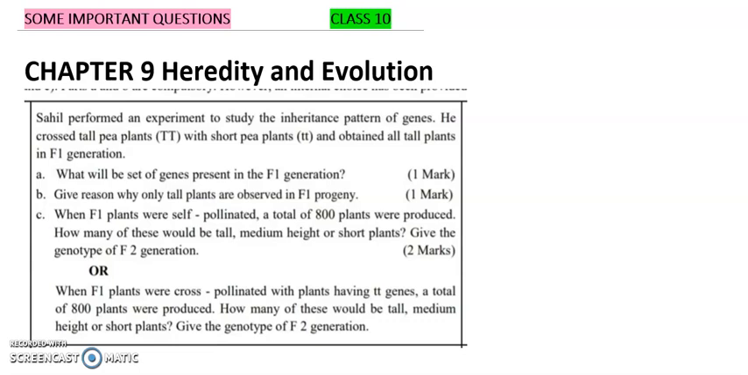Hello class 10 students. Here I have picked some more important questions. This time I have picked the questions from the sample paper, and this is the question that was given in choice in the sample paper.